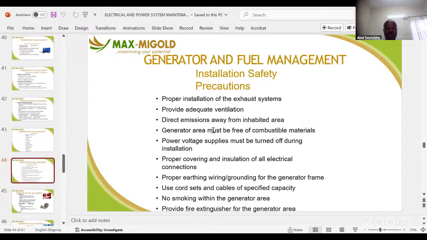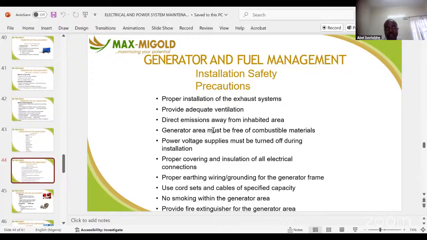Installation safety: proper installation of the exhaust. Ensure that the exhaust is not facing an apartment where the user will be uncomfortable while the generator is on. Adequate ventilation: if there is no proper ventilation, your generator will be overheating every now and then. Before you know it, it burns the gasket and knocks the engine. Give space between the wall and the generator so that warm air goes out and fresh air comes in. These are the things you look out for. You don't just put your generator wherever you want to put it.